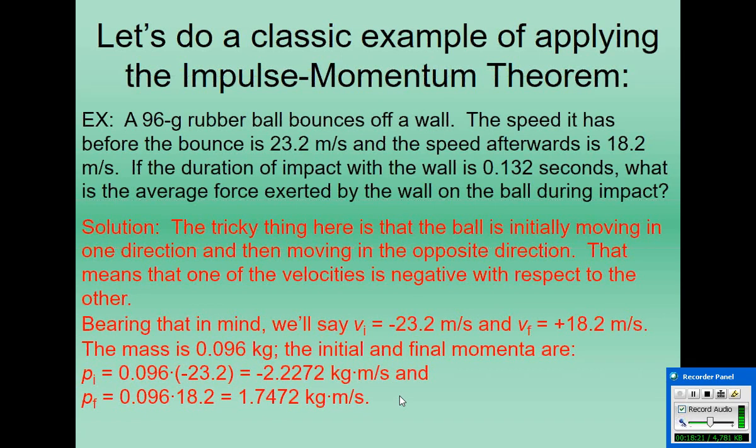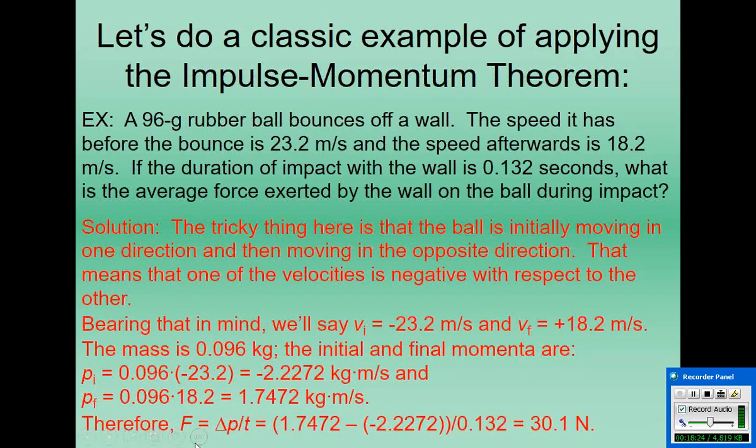Now, to use the impulse momentum theorem to get the force, the force is equal to the change in momentum over time. The change in momentum is the final, 1.7472, minus the initial, negative 2.2272. I find that difference. It's the same as 1.7472 plus 2.2272. And I divide by the time of 0.132 seconds, and I calculated this to be 30.1 newtons. And to be more explicit, it would have to be 30.1 newtons to the right.